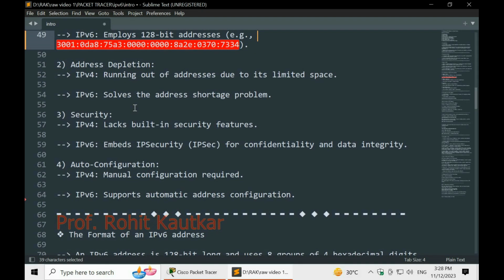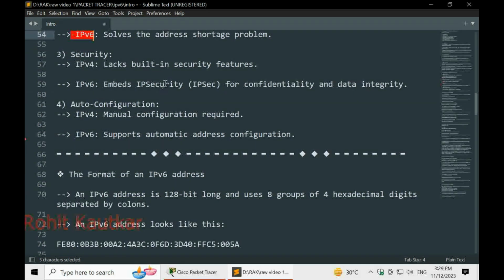Now the next point in comparison is address depletion. As we talked about at the start of the video, IPv4 is now running out of addresses. It supports only 4 billion addresses in its address space. As a solution, we have IPv6, which is solving this address shortage or address depletion problem, and it provides a quite long value in the address space. So this is the second point.